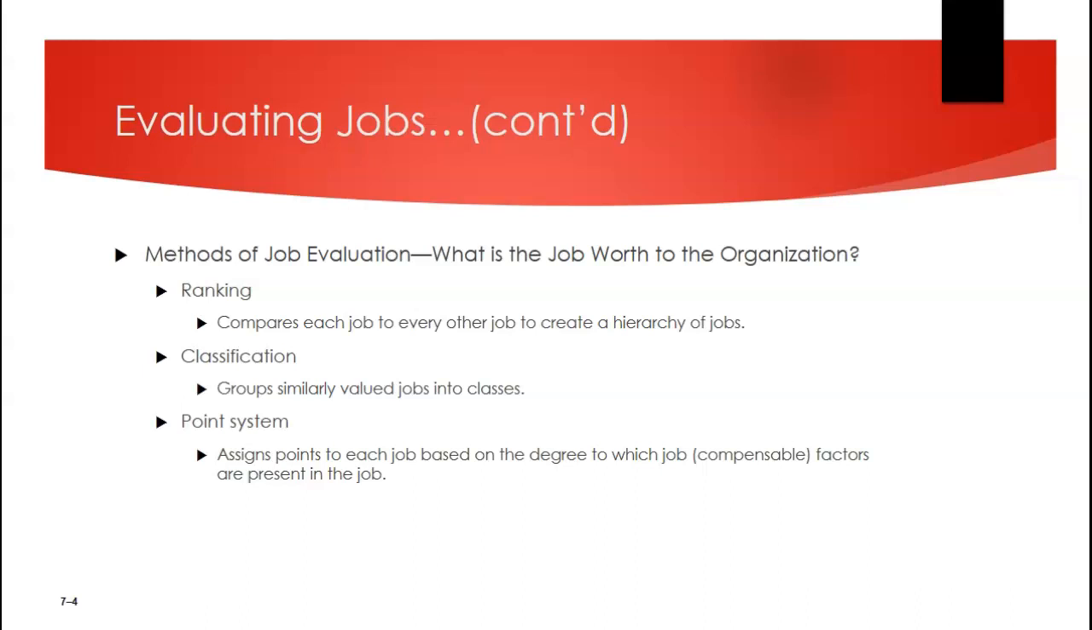We could also put jobs in classifications. So we could group them based by things such as custodial or trades or IT. So we could group them into specific areas. We could also determine what we call a point system, which is compensable factors, meaning if we've got a job that is very difficult, it may have higher numbers of points associated with it than a job that's less difficult. So assigning total points, total value.